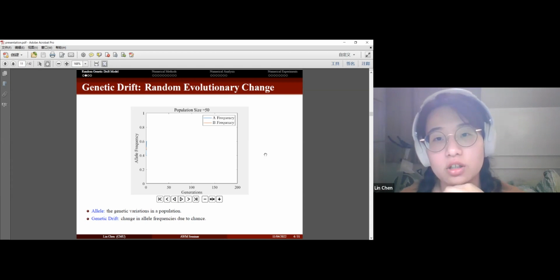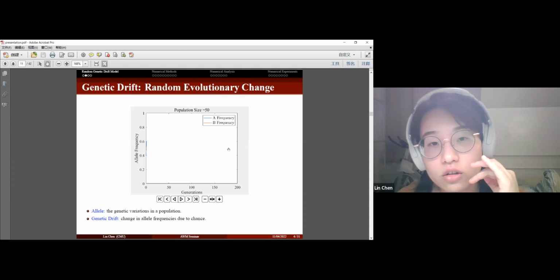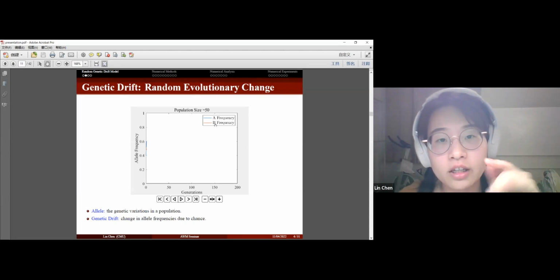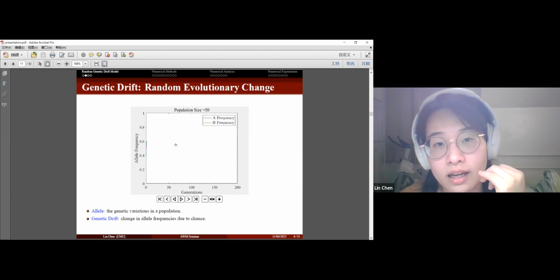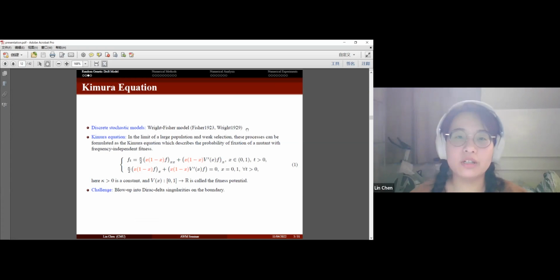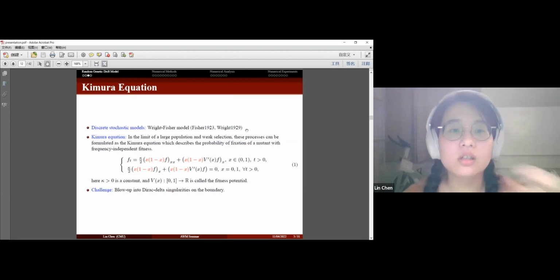What we can show is that if we set a random allele frequency for A and B, here I set A to be 0.4 and B frequency to be 0.6, eventually we can see the B frequency will go to 0, while the A frequency goes to 1. This shows the random genetic drift process. Okay, let's go back to math now.